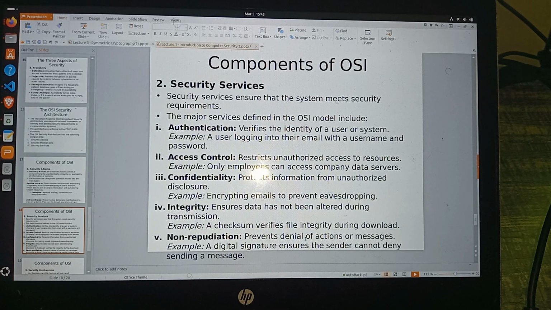Confidentiality protects information from unauthorized disclosure; for example, you encrypt emails to prevent eavesdropping. Integrity ensures data has not been altered during transmission. Non-repudiation prevents denial of an action or message. For example, in M-Pesa transactions, when M-Pesa sends you a message concerning a withdrawal, a deposit, or a technical error, the receiver cannot deny receiving the message sent by M-Pesa. That is an example of non-repudiation.